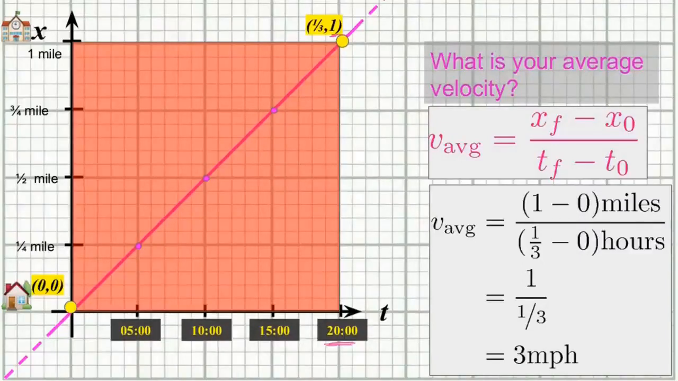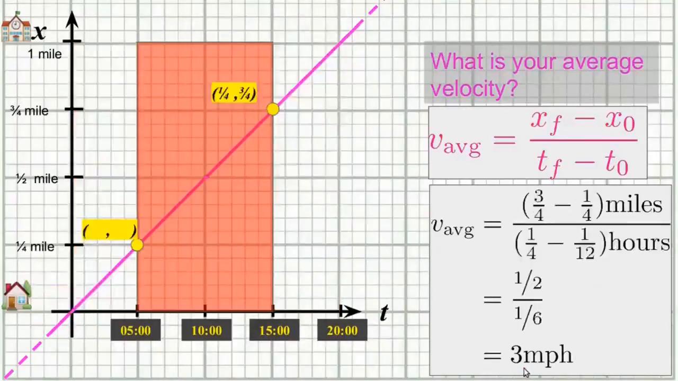So that's 1 over 1/3, which we know is the same as 1 times 3, or 3 miles per hour. So let's look at a different interval of time. We're going to look from 5 minutes to 15 minutes. So what fraction of an hour is 5 minutes? Well, it's 5/60ths. So that's 1/12 of an hour.